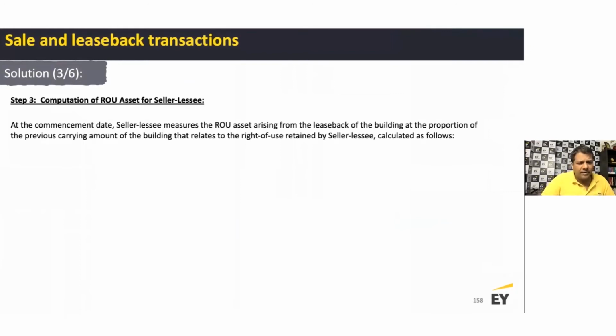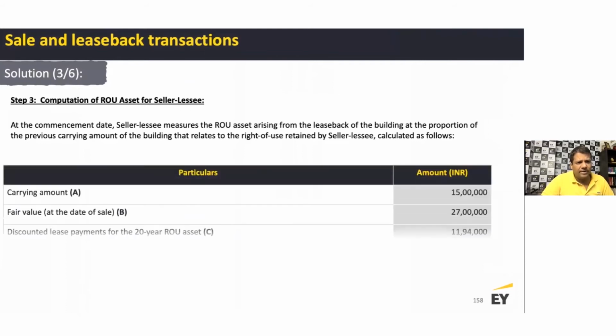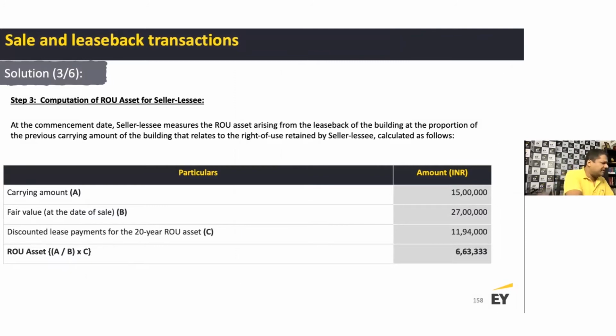Then we move to step 3, which is the computation of the ROU asset for the seller-lessee, how much I need to record. It's not intuitive; the answers are not very intuitive. At commencement, the seller-lessee will measure the ROU asset arising from the leaseback of the building at the proportion of the previous carrying amount that relates to the right of use retained by the seller-lessee, which is not 30 lakhs. 27 was the fair value. That is what I need to look at.